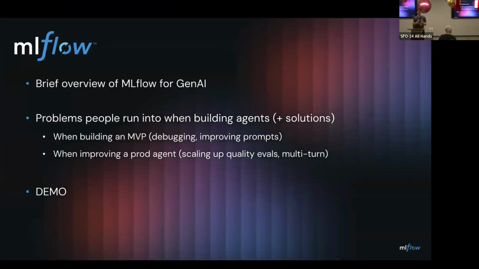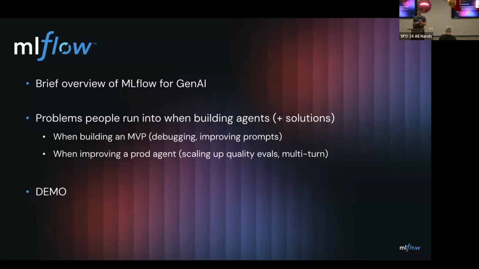So I'm going to do a quick overview of what is MLflow for GenAI, what are all the different components that we have. I won't be able to cover everything, but hopefully I'll be able to give you a good taste of what it is. And then I'm going to go into some problems that people typically run into when they're building agents, and some ideas for solutions. Often we'll have a solution within MLflow for that as well.